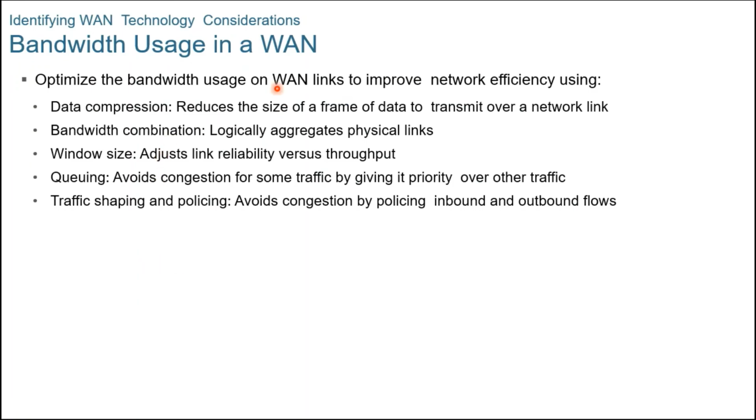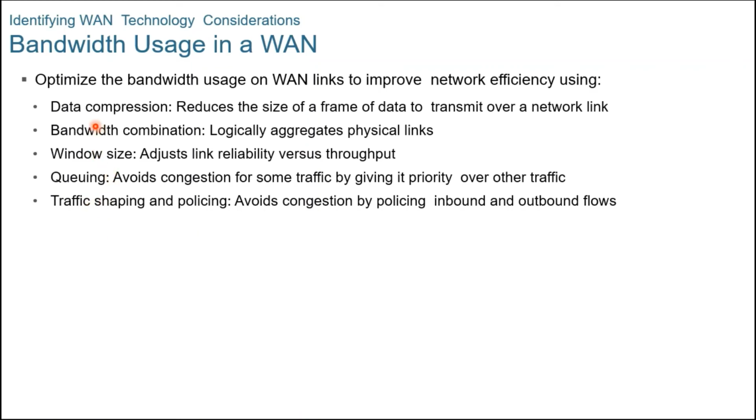Optimizing bandwidth in a WAN. It is expensive to transmit data over a WAN. Therefore, one of many different techniques such as data compression, bandwidth combination, tuning the window size, congestion management, queuing and scheduling, congestion avoidance, and traffic shaping and policing can be used to optimize bandwidth usage and improve overall performance. So the following sections describe these techniques.